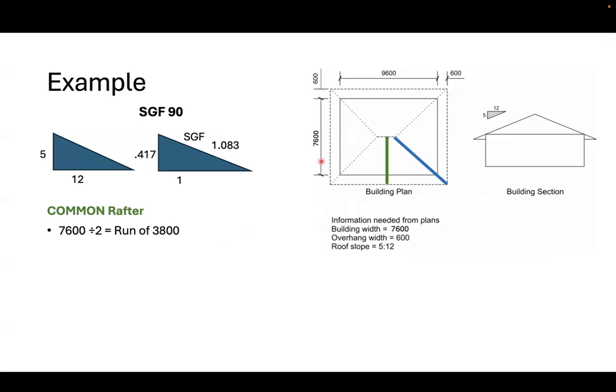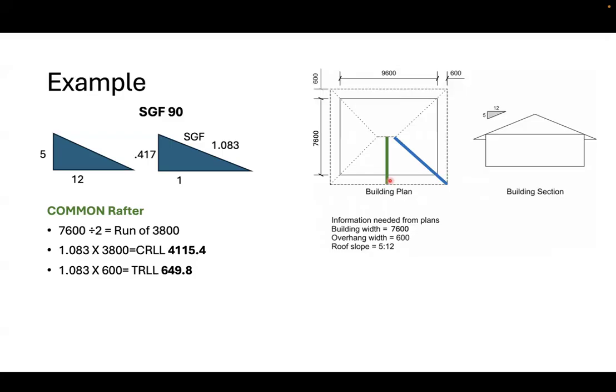Now for our common rafter, 7,600 is the total width of the building, but it only goes halfway. So divide by 2 gives us a run of 3,800. Now we take our common rafter run, 3,800, multiply by our slope gain factor of 1.083. And it gives us a common rafter line length of 4115.4. So that's to the outside of the building.